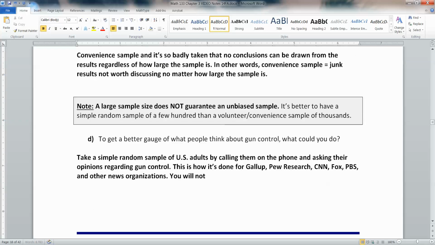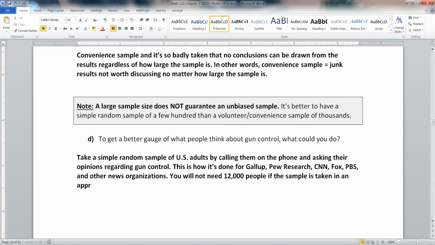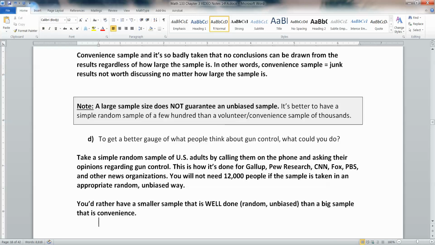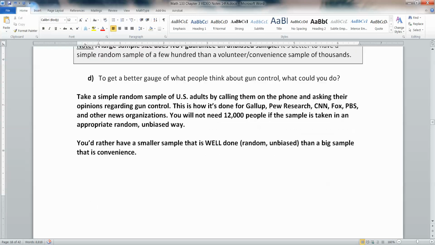You will not need 12,000 people if the sample is taken in an appropriate fashion. Appropriate, random, unbiased way. You'd rather have fewer people with a better way of doing it than a big sample that's convenience. You'd rather have a smaller sample that is well done than a bigger sample that is just convenience, because convenience is garbage.